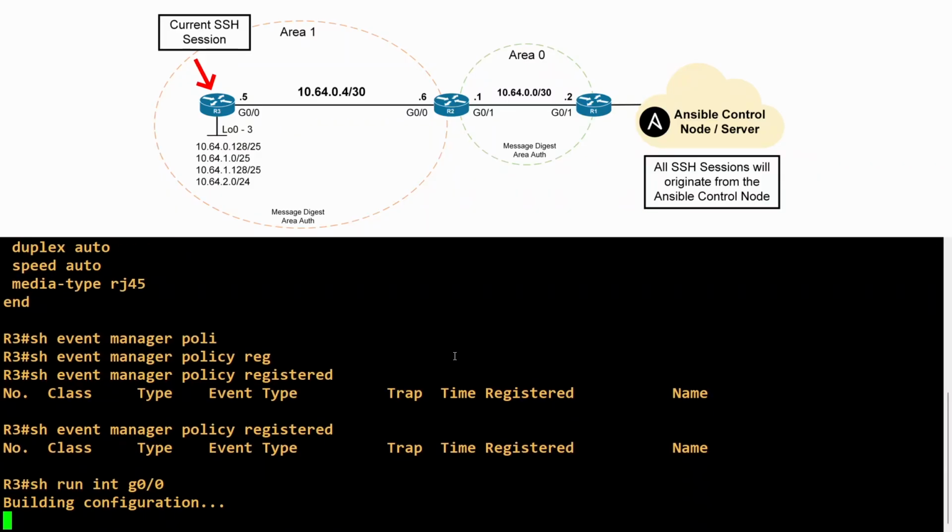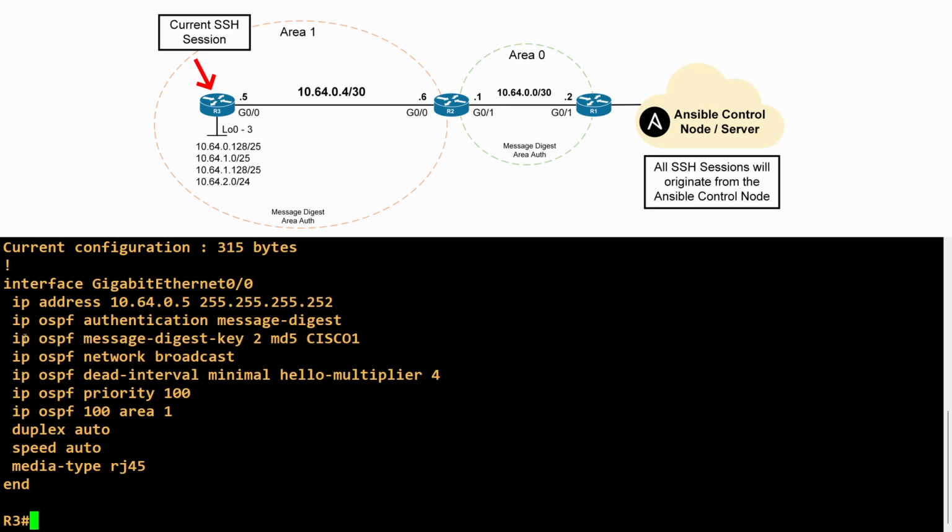Alright, back on R3, as you can see, the message digest key has changed from message digest key 1 to message digest key 2 with the password of Cisco1 rather than Cisco. It isn't surprising that this worked, as we actually put the script onto the router and then triggered it, rather than sending each command individually. This is why our session wasn't terminated.